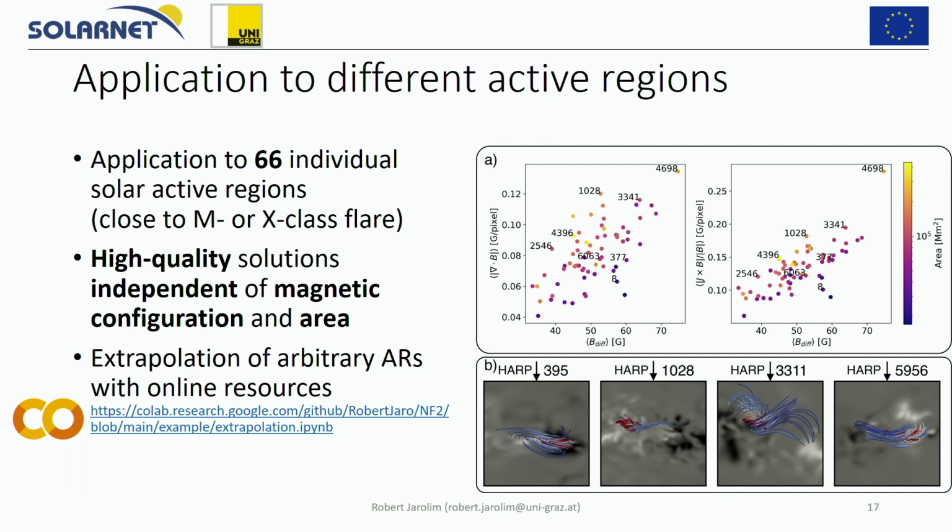And we have a certain scatter here, but independent of the size of the active regions that we're considering, we obtain high-quality solutions. The result that we're obtaining is primarily driven by the lambda parameter that we are choosing, so the way that we set up the simulation, and it's not primarily driven by the magnetic configuration, meaning it's very robust in that sense.